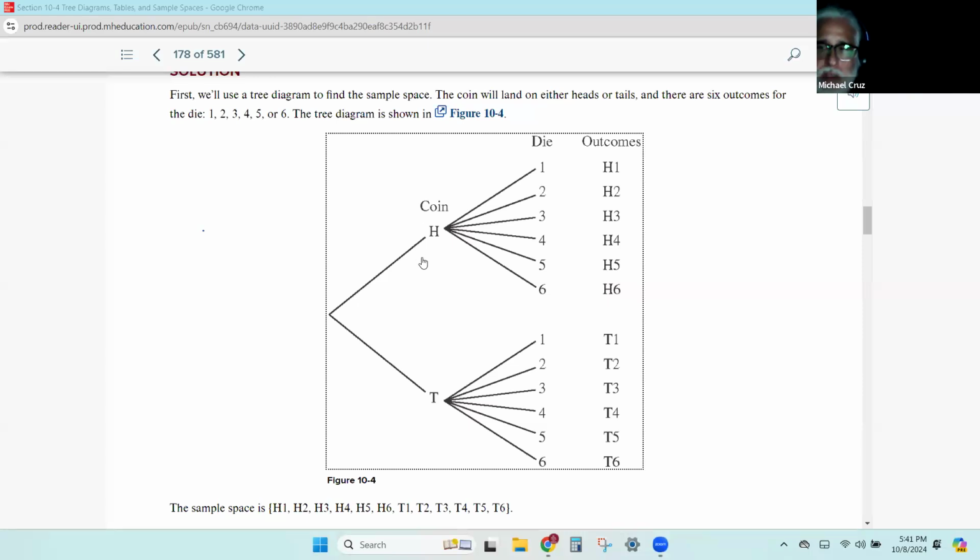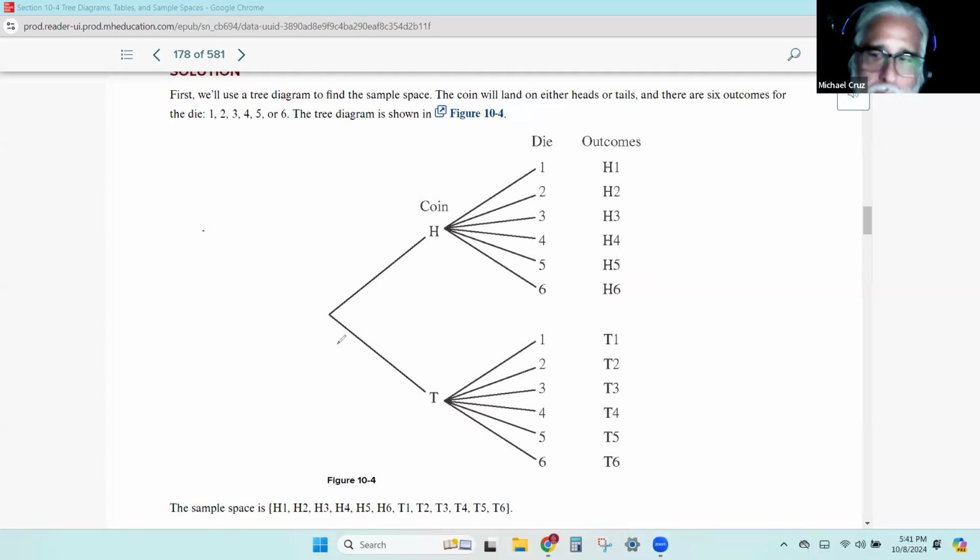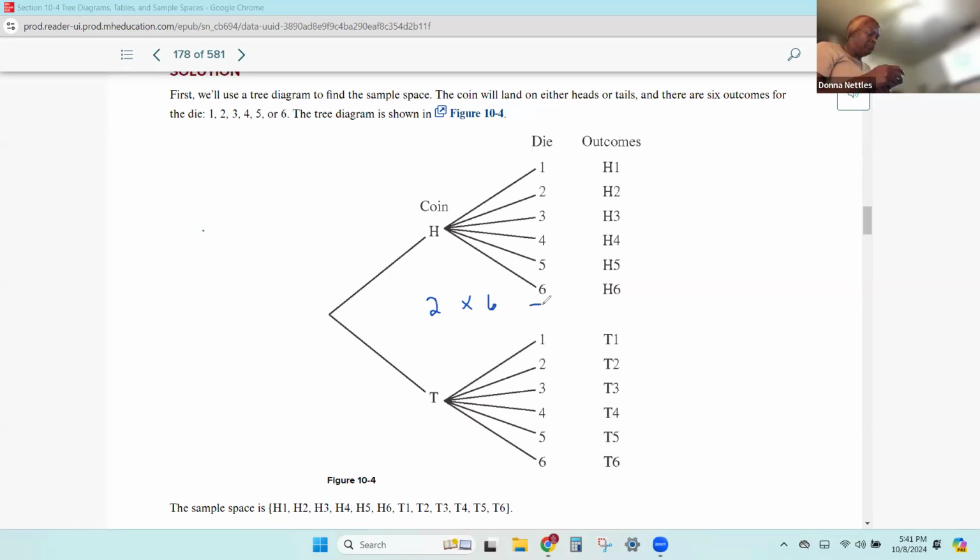All right, so that gives us 2 times 6, which gives us 12 outcomes.